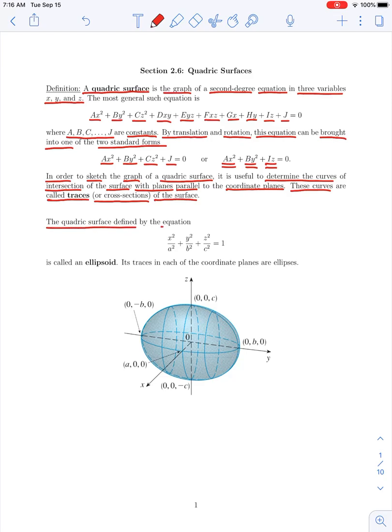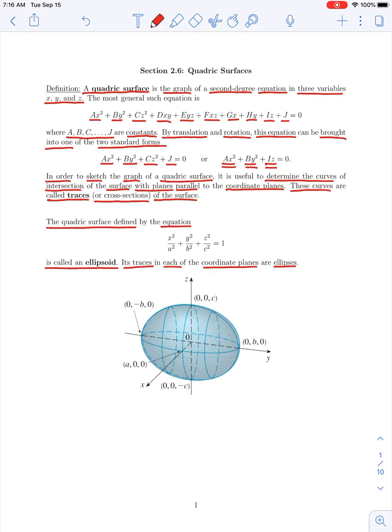The surface defined by an equation of the form x squared over a squared plus y squared over b squared plus z squared over c squared is equal to 1. We can see that this is somewhat similar to the equation of a sphere in space. However, our coefficients for x squared, y squared, and z squared are different constants. So it's sort of like a warped sphere, which gives us something called an ellipsoid. To visualize an ellipsoid, let's think about its traces in each of the coordinate planes. I claim that all of these traces are going to be ellipses.